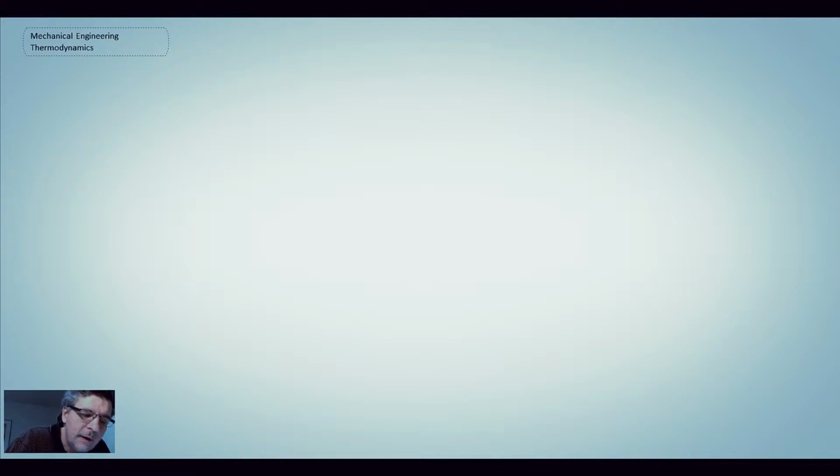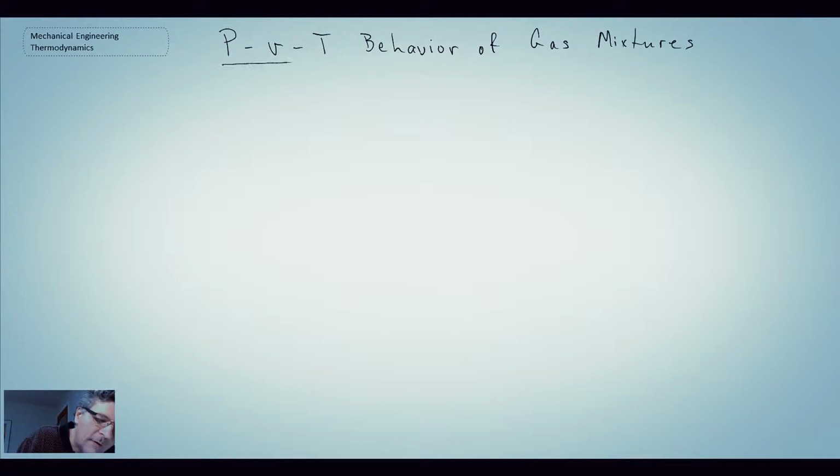We're now going to take a look at the pressure, volume, temperature behavior of gas mixtures. And with this, what we will be doing is introducing the concept of partial volume and partial pressure. So to begin with, we're going to use a couple of laws that exist within the area of gases. And the first one is Dalton's law.